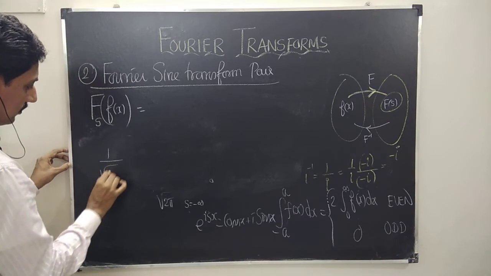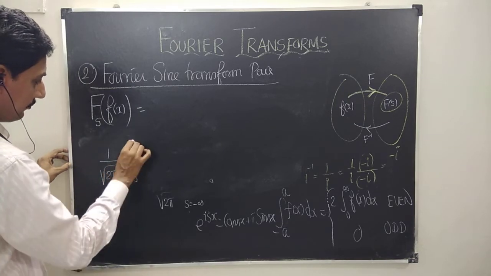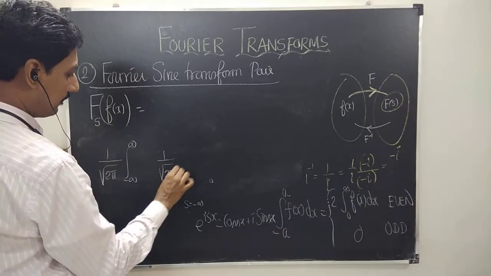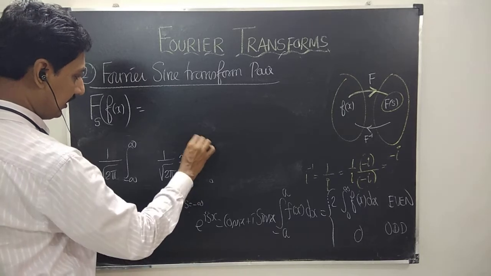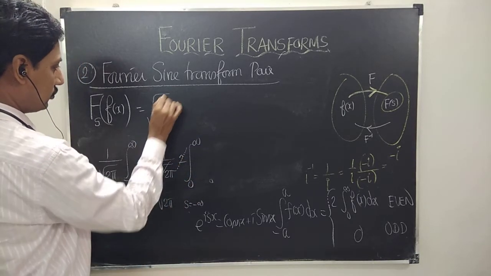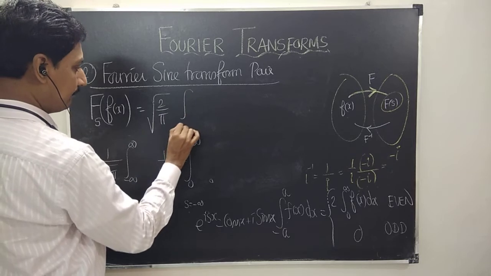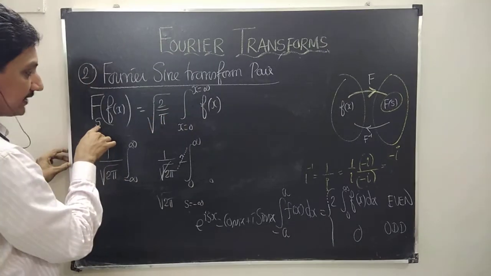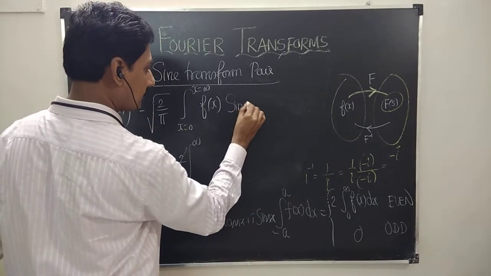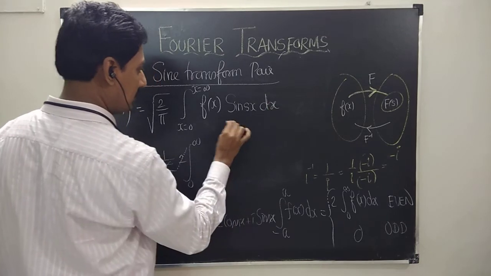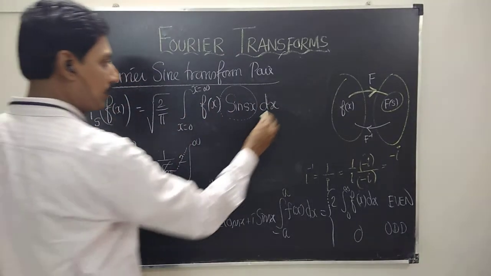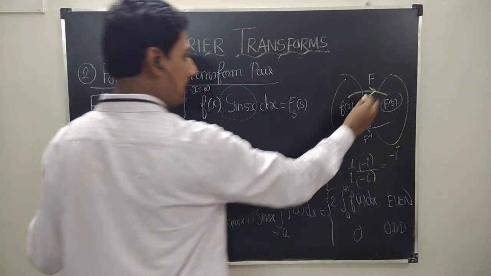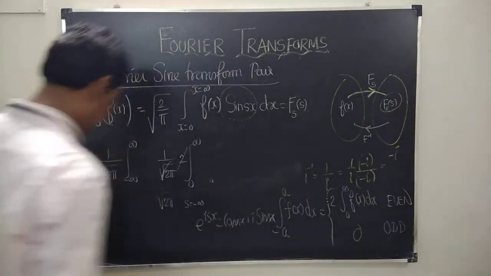Normally the constant is 1 by square root of 2 pi, integral from minus infinity to plus infinity. Now due to this property, we can rewrite this as 1 by square root of 2 pi, twice the integral from 0 to infinity. After cancellation of 1 root 2, this becomes square root of 2 by pi, integral x equal to 0 to infinity, f of x sin sx dx. So this is the kernel of the Fourier sine transform. So the output is f s of s. S in the suffix indicates the Fourier sine transform.